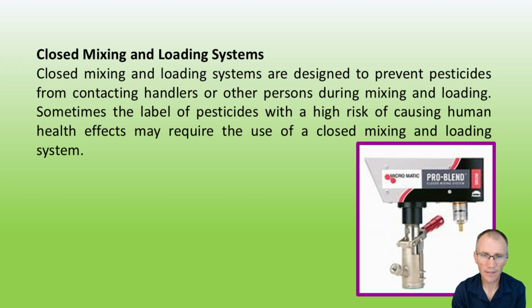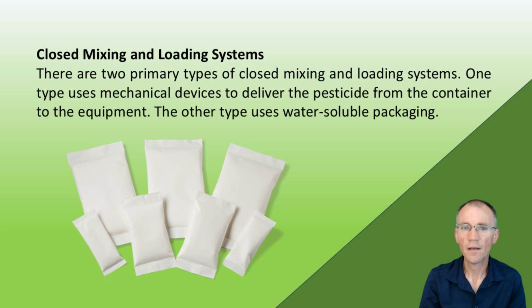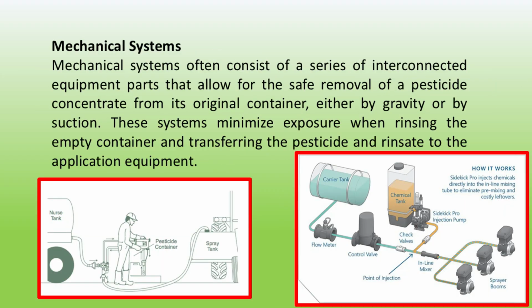Sometimes the label of pesticides with a high risk of causing human health effects may require the use of a closed mixing and loading system. There are two primary types of closed mixing and loading systems. One type uses mechanical devices to deliver the pesticide from the container to the equipment. The other type uses water-soluble packaging. Let's talk about those mechanical systems.